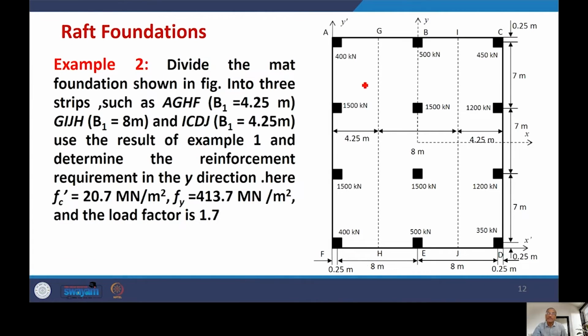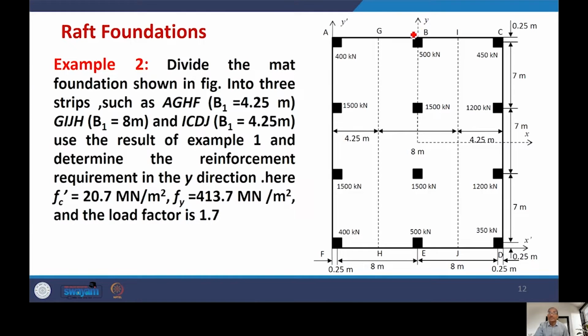And what are the 3 strips? The first strip is A, G, H, F. A and F were already there. We put two more lines: one is GH, another is IJ. A, B, C, D, E, F were already there, then GH and IJ are shown in this plot. So the first strip is AGHF, and the width of this strip, B1, is half of 8 meter, that is 4, plus this 0.25, so 4.25 meter.